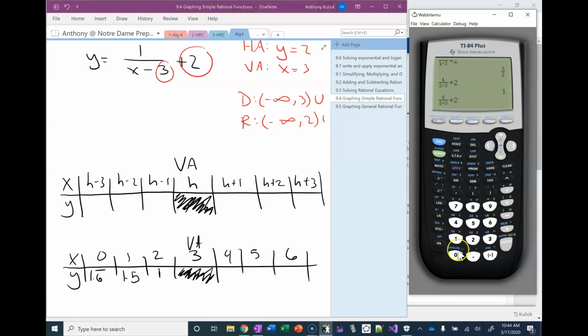And I'll go back in and change this to a 4. That gives me 3. And I'll change it to a 5. That gives me 2.5. And then change that 5 to a 6, which is 7/3 or 2.3 repeating.